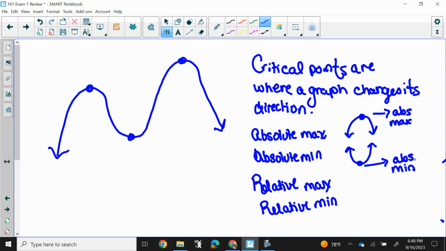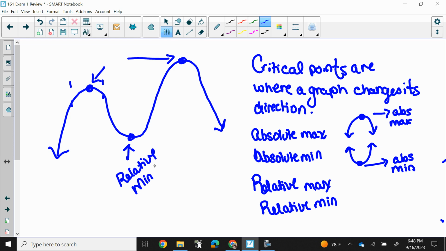Now, relative max and relative min are still in because you might have an equation that has a ton of turning points, right? So both here and here are relative max because in that relative area, it is a maximum point. And again, this is a relative minimum. It's not the lowest point of the graph, but in that area, there is a change of direction.